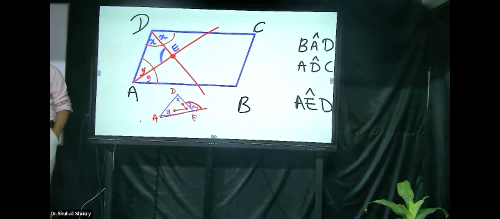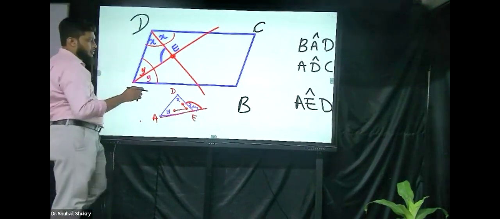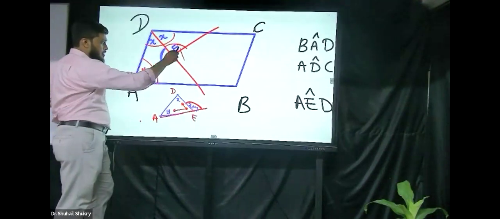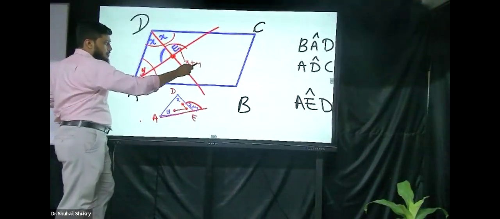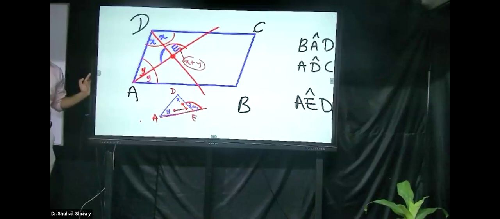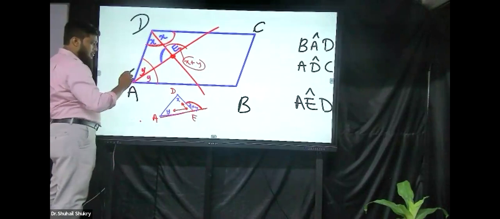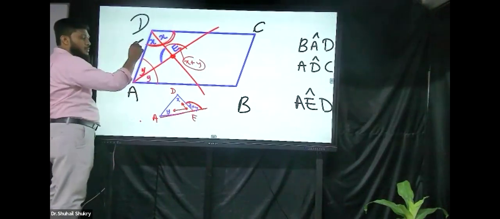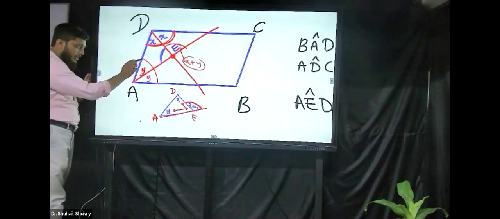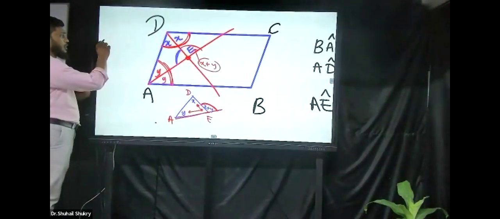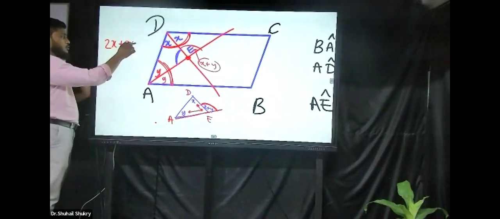Now this will be x plus y. Again, this angle is now x plus y, which we got. Now, because of this C shape, I said this is a C shape, this angle is how much? 2x. This angle is how much? 2y. So you can write 2x plus 2y is equal to how much?